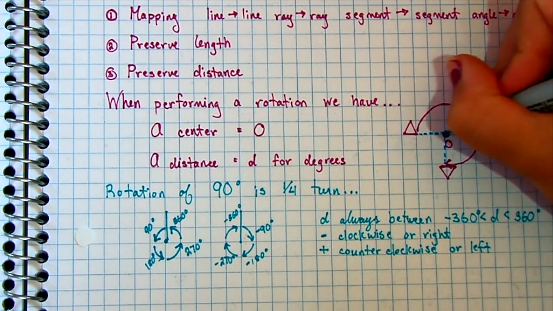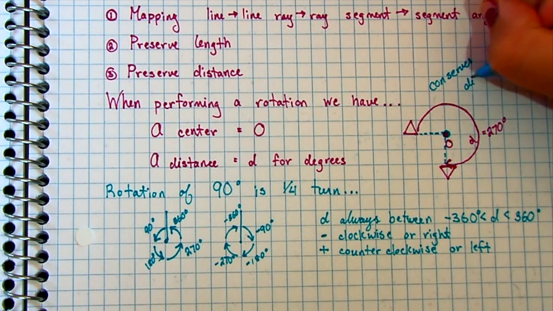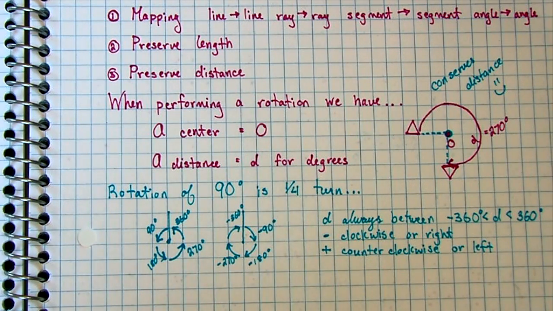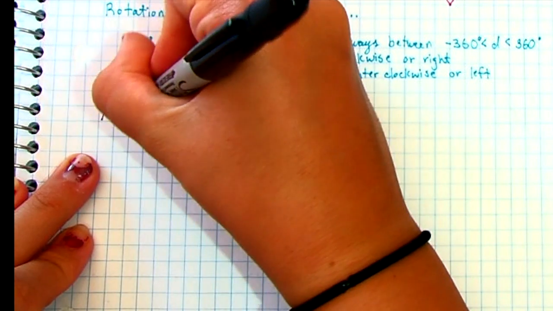And whenever I rotate an object around a center, it's going to preserve that distance. So the distance from the object to the center is the same as the distance from the object to the center in its new location.